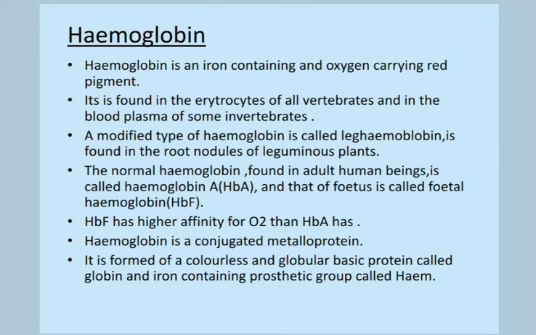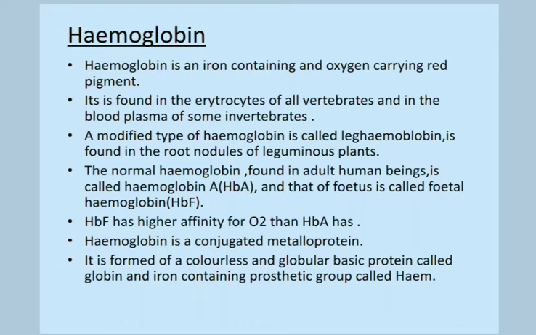Hemoglobin is one of the commonest respiratory pigments, and it is an iron-containing and oxygen-carrying red pigment. It is found in the erythrocytes of all vertebrates and in the blood plasma of some invertebrates like Scarus, some flatworms, several annelids, arthropods, molluscs, and sea cucumbers, etc. A modified type of hemoglobin called leghemoglobin is found in the root nodules of leguminous plants.